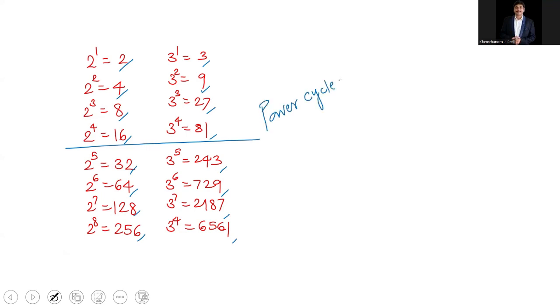This is called as power cycle of 4, or you can call this cyclicity of 4. And the same pattern is followed in case of 7 and 8 also. Take note of these powers.